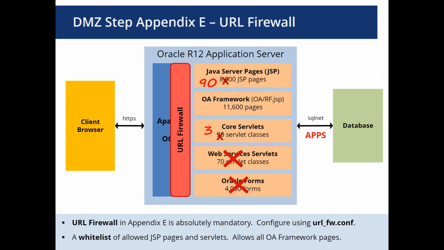If you have not implemented the URL firewall, and we do searches on the internet for clients, we see about 50% of Oracle Business Suite environments on the internet do not have the URL firewall implemented. That means you've got a large number of pages available, a large surface area. There are security vulnerabilities in many of those pages, and this is just one way to reduce that exposure. Again, this is just a white list of allowed pages. If you're running iSupplier on the internet, you should only be running iSupplier on the internet, nothing else.